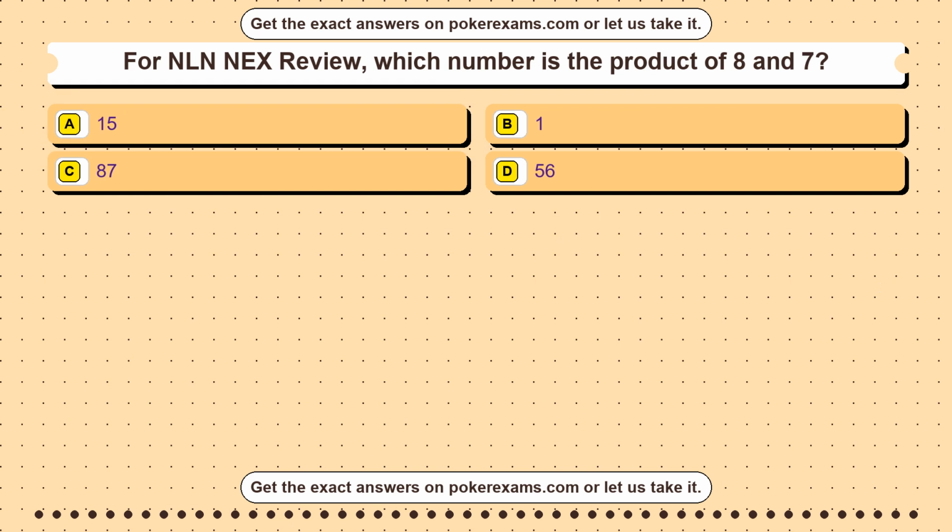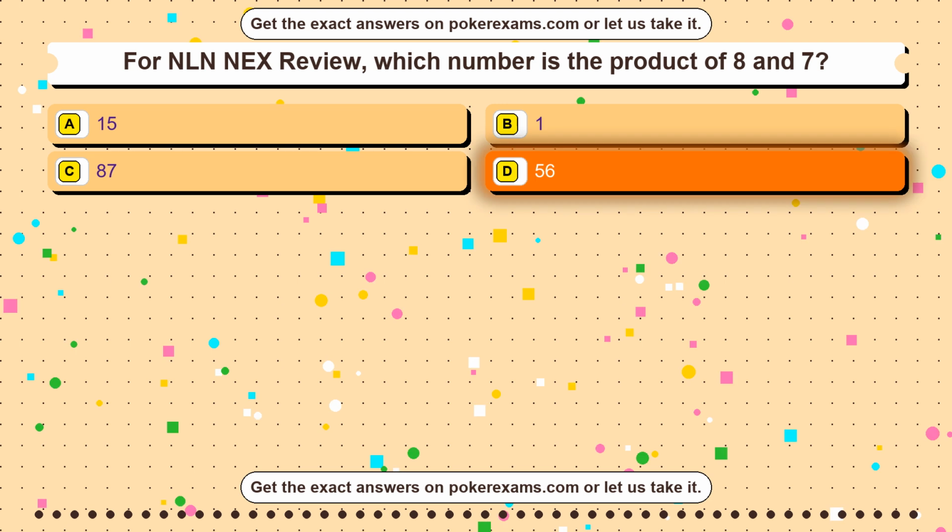Question 22. For the GED reading practice test, which value equals 3x when x equals 7? Option A: 21. Option B: 37. Option C: 73. Option D: 10. The correct answer is option D.